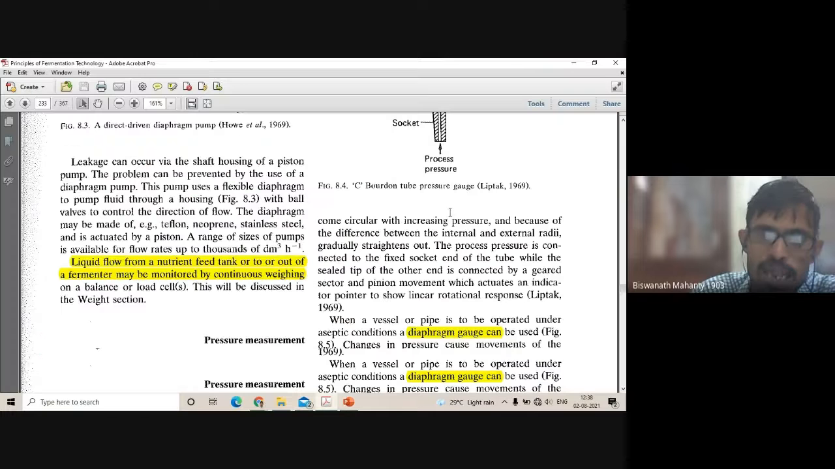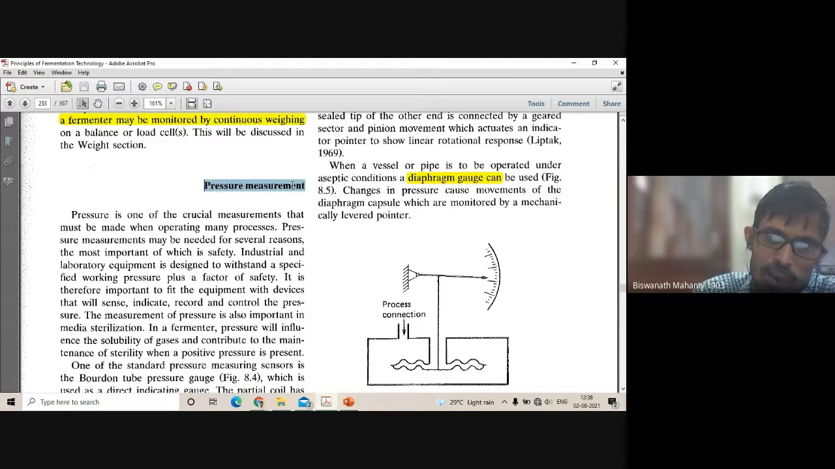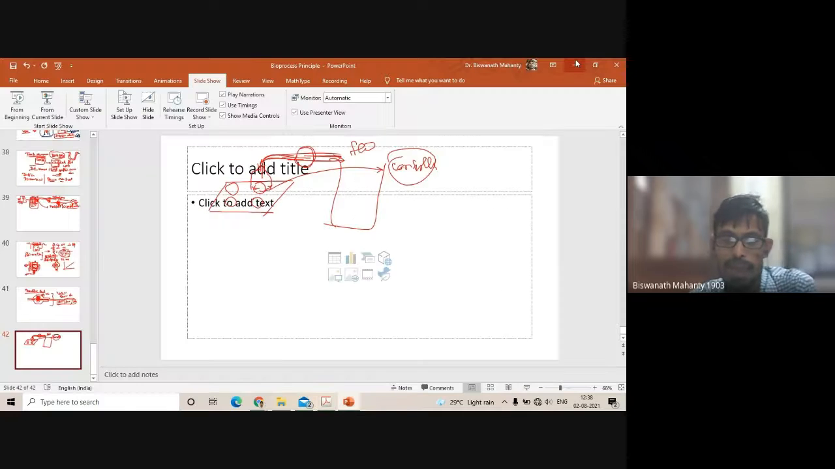Now, the next unit is pressure. I should tell you, pressure measurement is not really very common in the fermentation industry or bioprocess systems. Very few industries and bioprocess systems actually include the measurement of pressure. Why? Because most fermentation processes and biological reactions are not much dependent on pressure. But sometimes we need it.